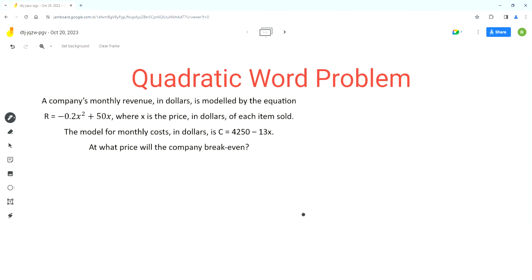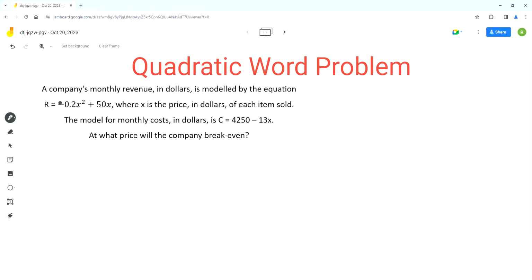Hello everyone. So in this video, we will solve this quadratic word problem. We are given that a company's monthly revenue in dollars is modeled by the equation R equals negative 0.2x squared plus 50x, where x is the price in dollars of each item sold. And the model for monthly cost in dollars is C equals 4250 minus 13x. So x is the same variable that's used in the revenue equation. And we have to find the price at which the company will break even.